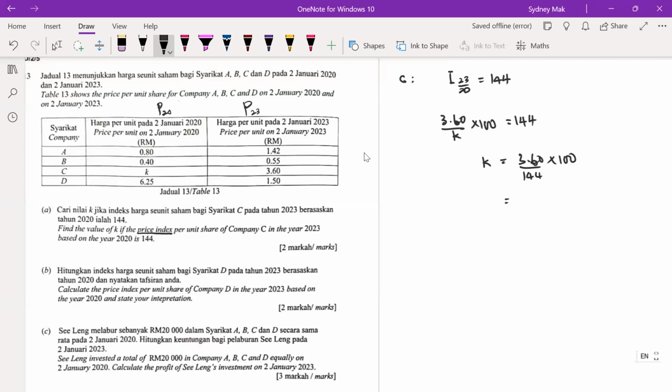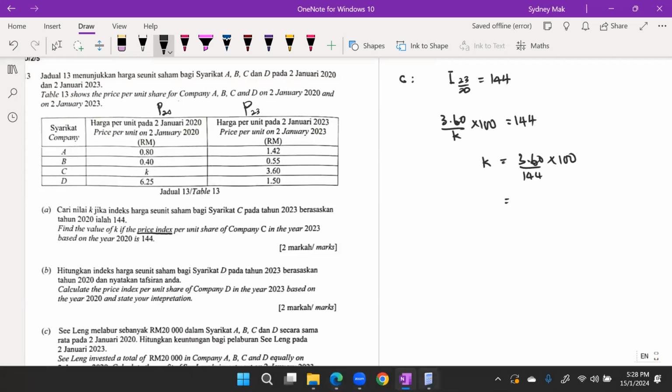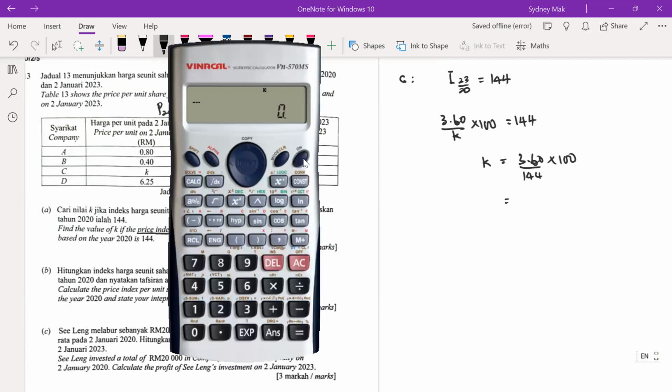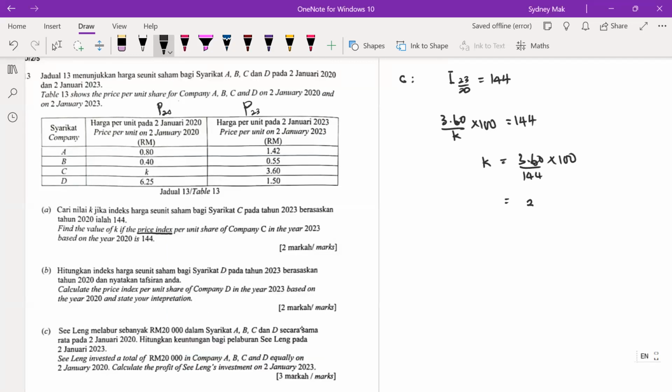So the answer that we get, let's use the calculator. 360 times 100 divided by 144. So we have 250. Our currency must have two decimal places. So that is K for part A.